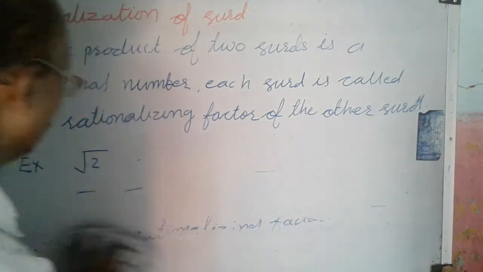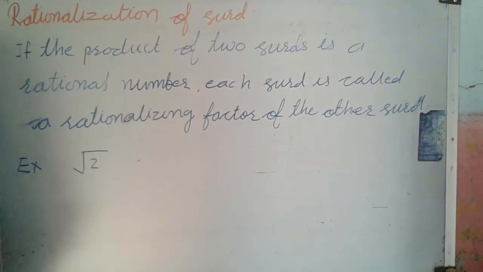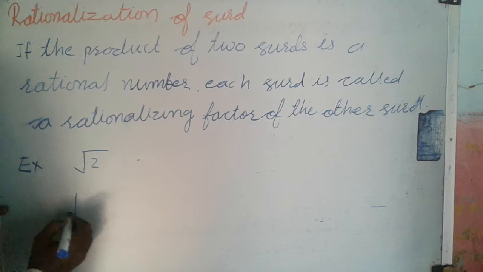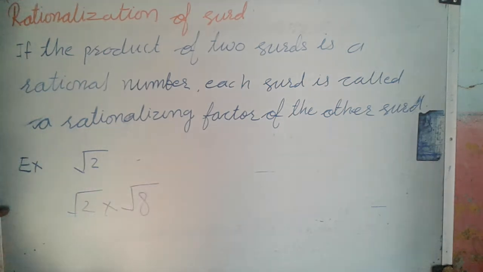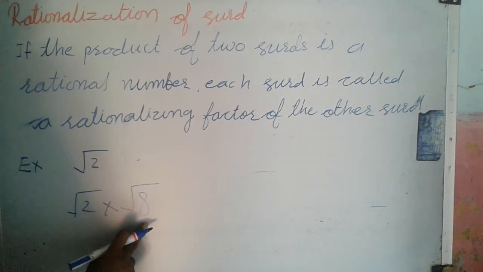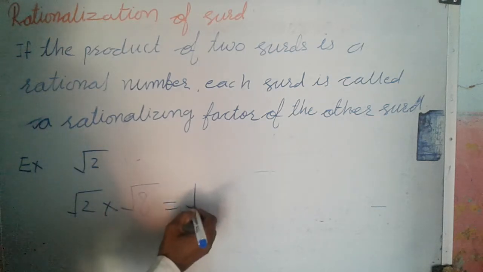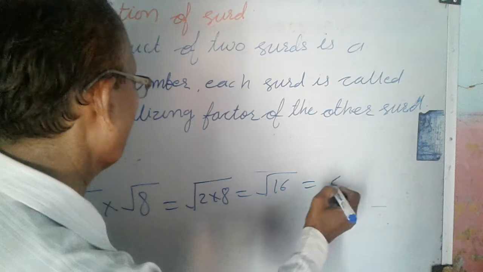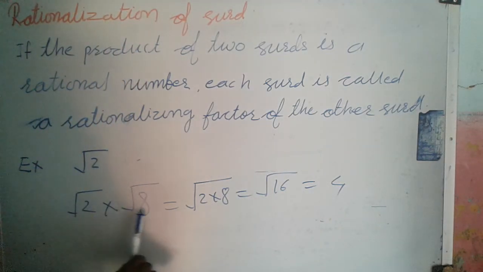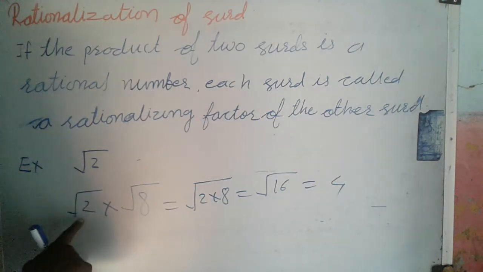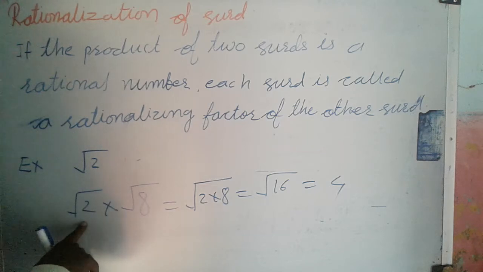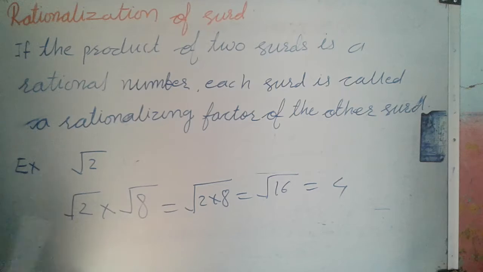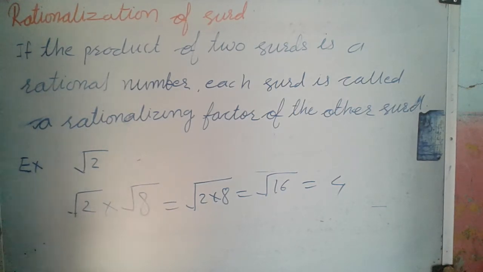Now, we will multiply it by another rationalizing factor. Root 2 multiplied by root 8. So root 8 is also a surd, and root 2 is also a surd. And root 16 is equal to 4. That means the product of these two surds is a rational number. Therefore, root 8 is a rationalizing factor of root 2. Similarly, root 2 is a rationalizing factor of root 8.